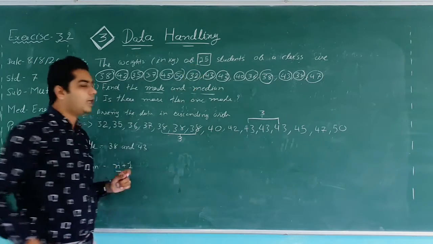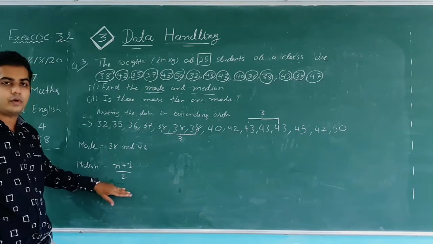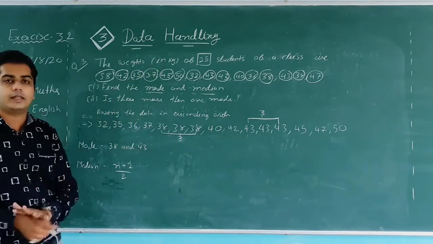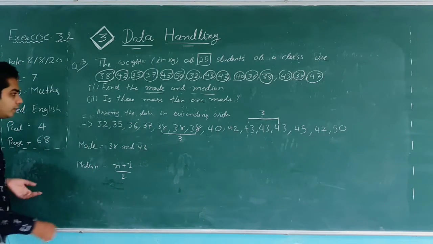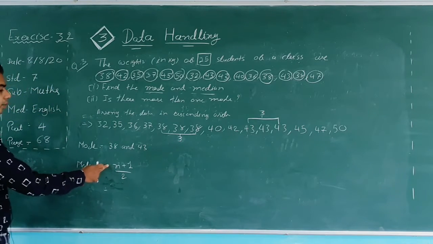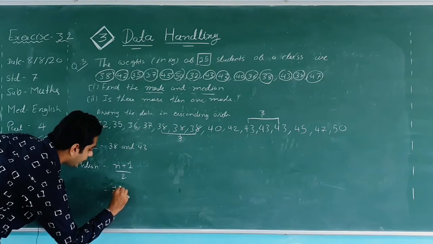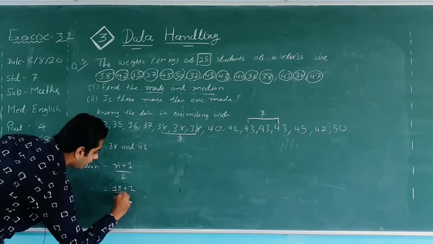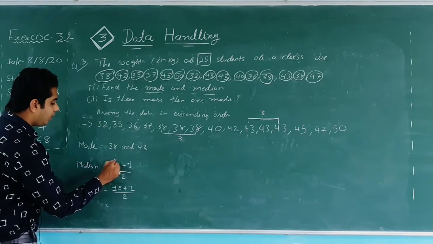Suppose here 14 students' data was given, then we cannot use this formula, but here 15 students' data is given, 15 is an odd digit, so in an odd digit you can use this. So now how can you use this? n means what? n means the number of data. How many students are there? 15. So 15 data is there, so 15 plus 1 divided by 2. So here only put the value of n.